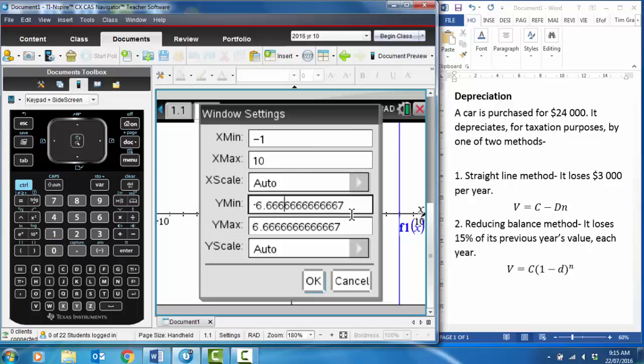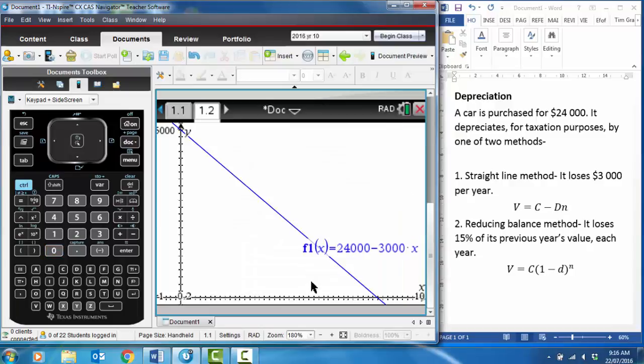Y min. Now bear in mind our y-axis is the cost of the car. So let's set that to say -$1,000. And let's set the maximum value to $25,000 because the car was bought for 24. So we're going to go a little bit past that to 25. Okay. And now we can see our straight line method. Starting at 24,000, losing 3,000 every year. Eventually, it will be worth nothing.